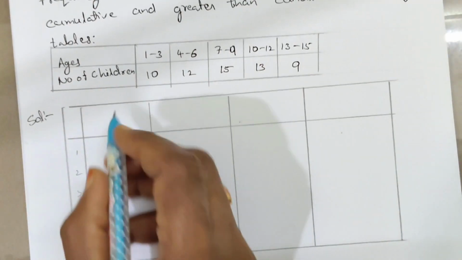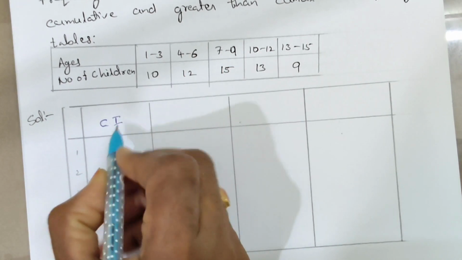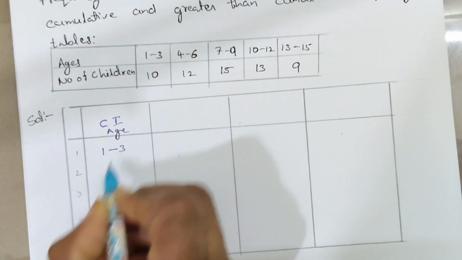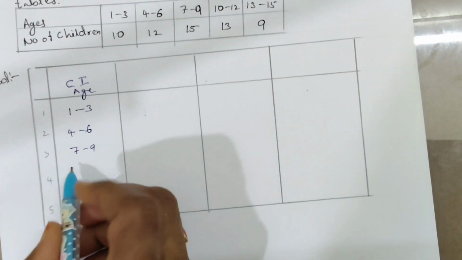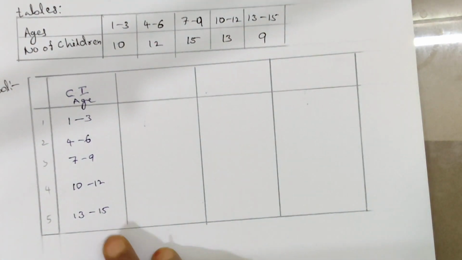I have already drawn the table. The first one is the numbers. Next one is the class interval. The class interval is the age. The ages are 1 to 3 years, 4 to 6 years, 7 to 9 years, 10 to 12 years, 13 to 15 years. So this is the class interval.